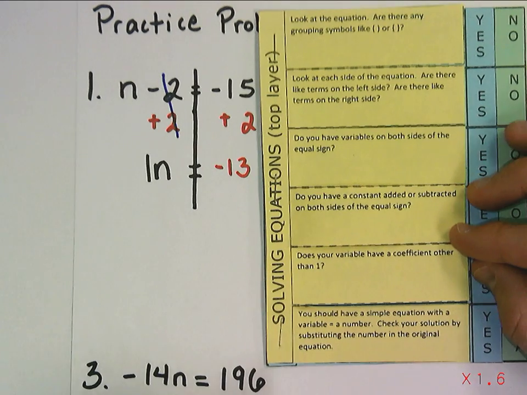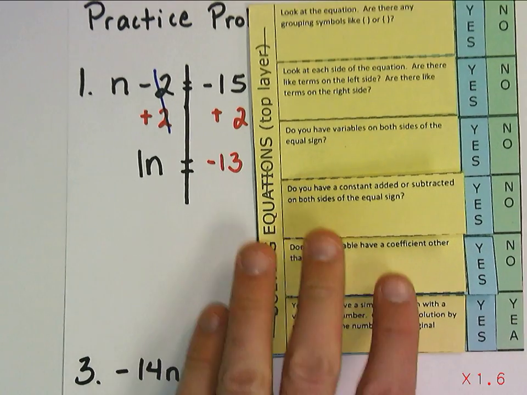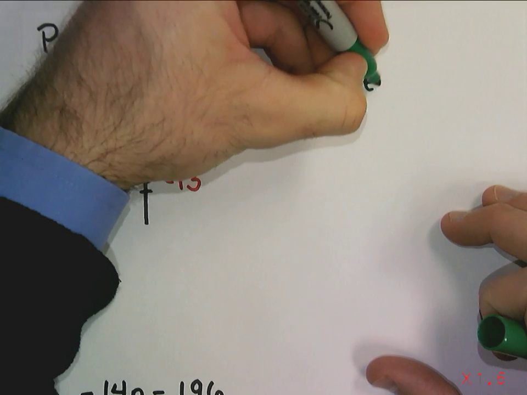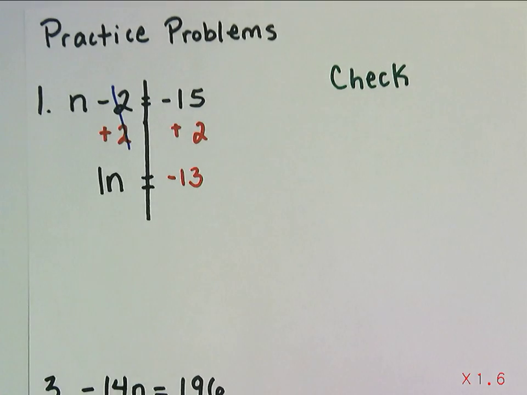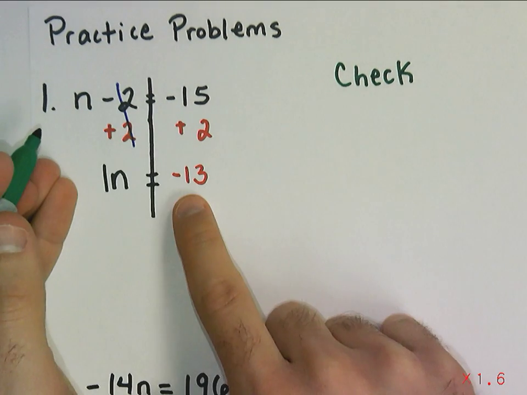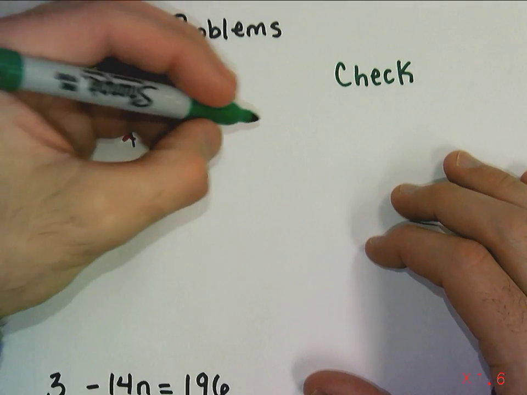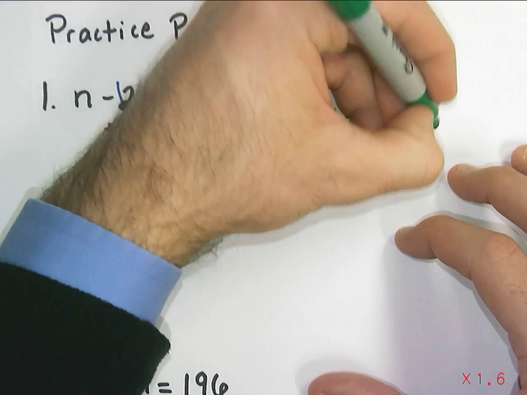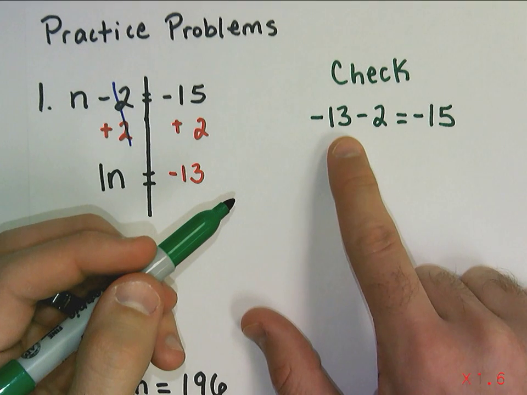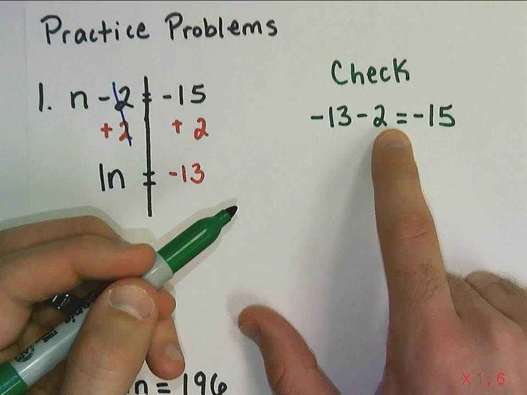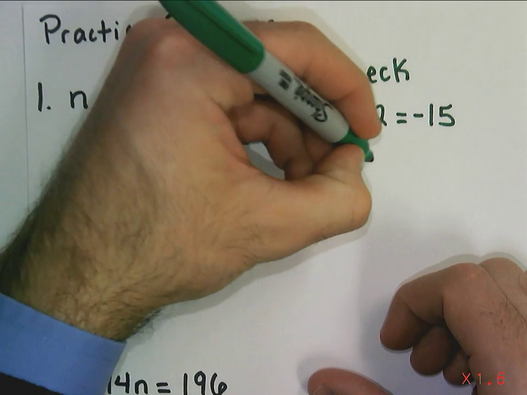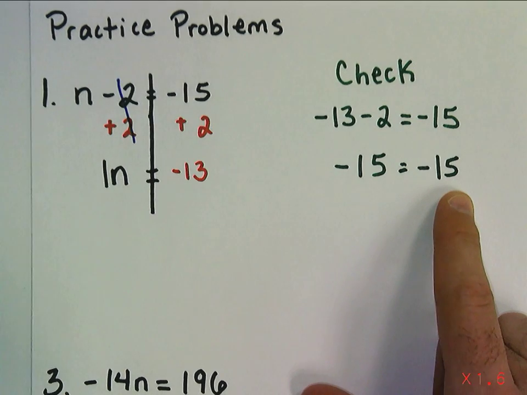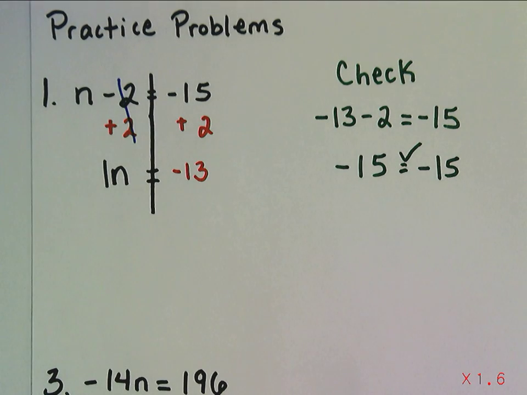And check your solution by substituting the number into the original equation. And we're going to go ahead and do that. Do the check. So wherever we see an n in the original problem, we're going to put in a negative 13. So if I would rewrite this, it would say negative 13 minus 2 equals negative 15. Now a negative 13, and I take 2 more away, would give me a negative 15. And is it true that negative 15 equals negative 15? Yes, it is. So that one checks out.